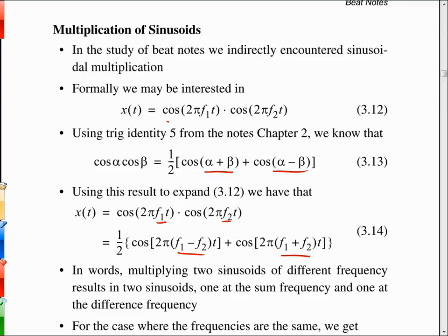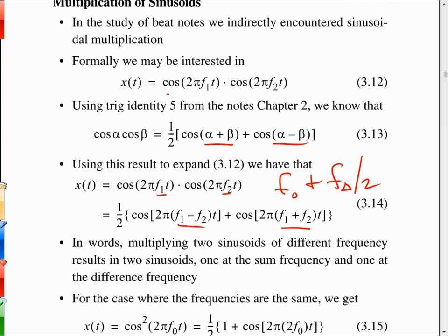As the example unrolled last time, we had an F naught and an F sub delta. Actually, it was F sub delta over 2. So the frequencies are separated by F delta when you get done with them, centered on F naught.